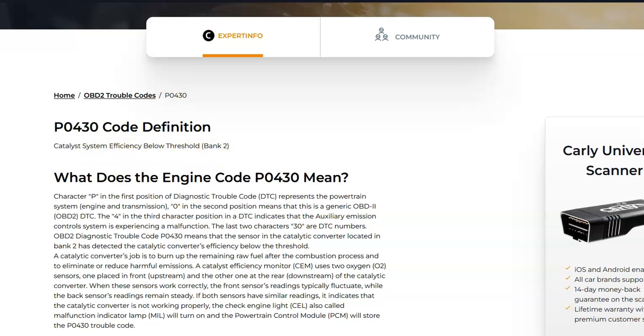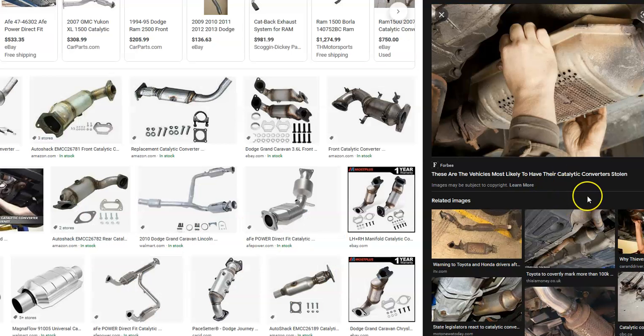Well, the catalytic converter needs to work at 95% efficiency, and if it falls below this, then the onboard computer will throw out an error. And bank 1 would be the side of the engine with the number 1 cylinder, and bank 2 would just be the opposite side. And the catalytic converter, as most know, is located on the exhaust.